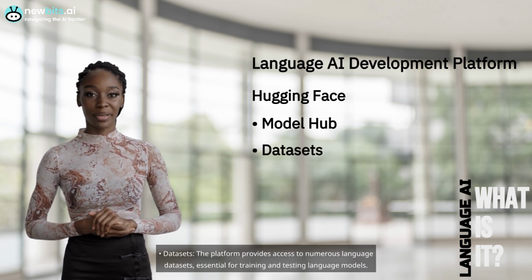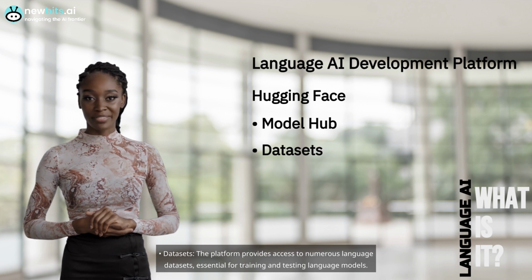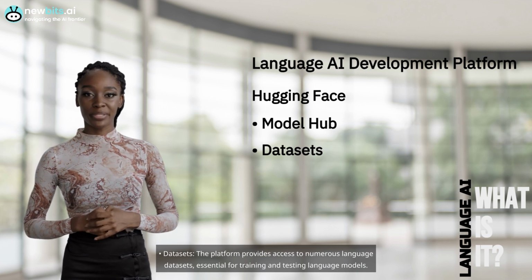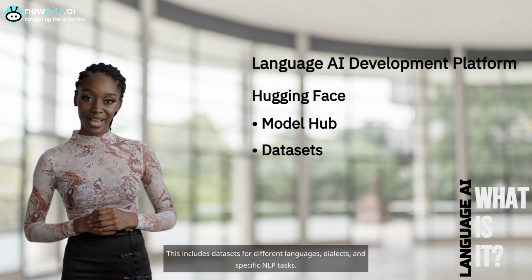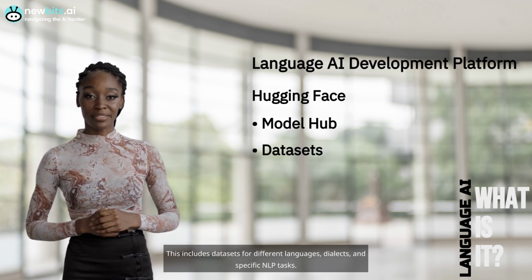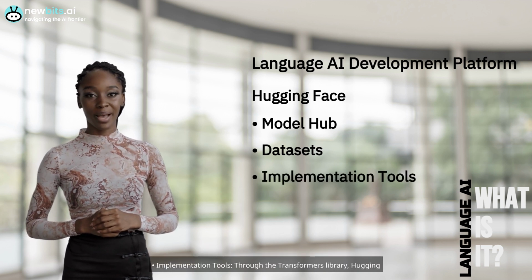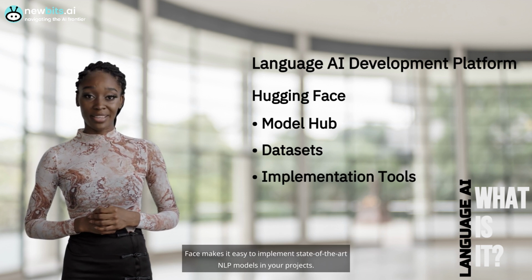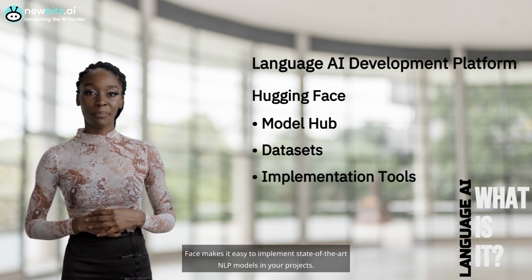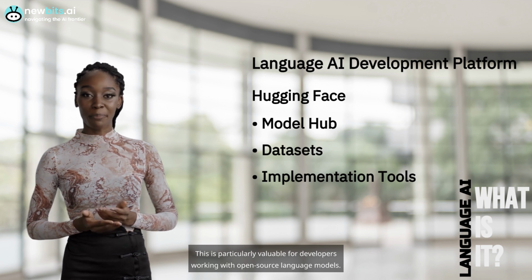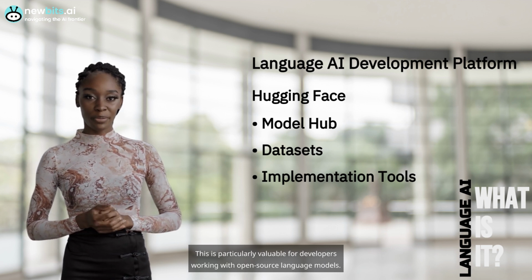Datasets. The platform provides access to numerous language datasets essential for training and testing language models. This includes datasets for different languages, dialects, and specific NLP tasks. Implementation tools. Through the Transformers library, Hugging Face makes it easy to implement state-of-the-art NLP models in your projects. This is particularly valuable for developers working with open-source language models.